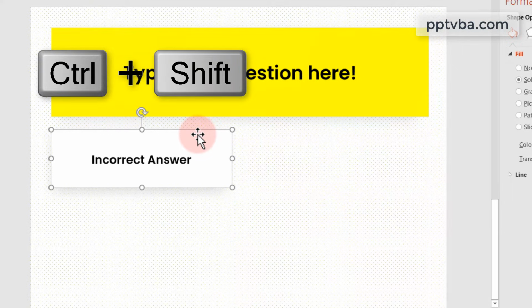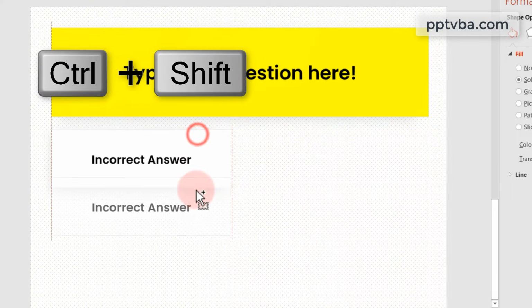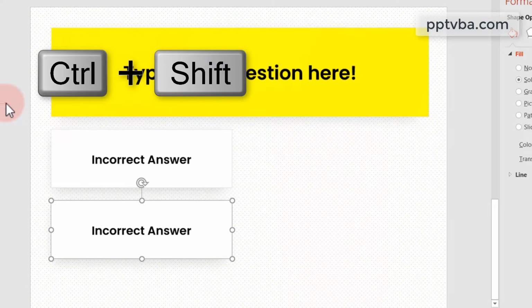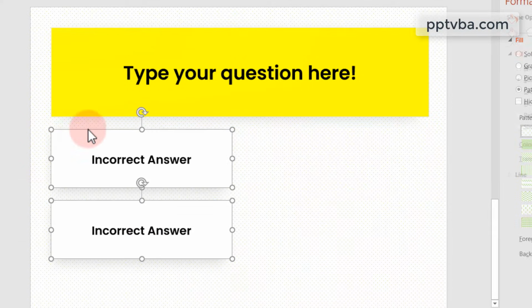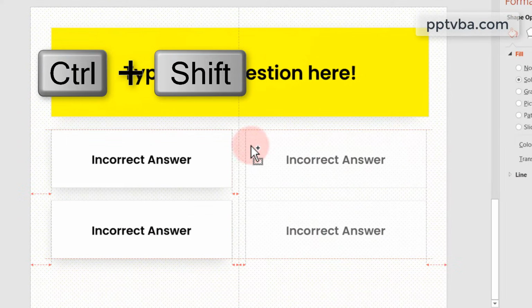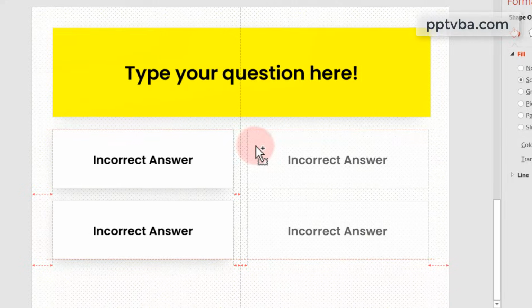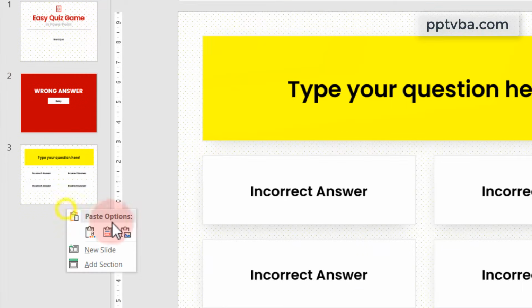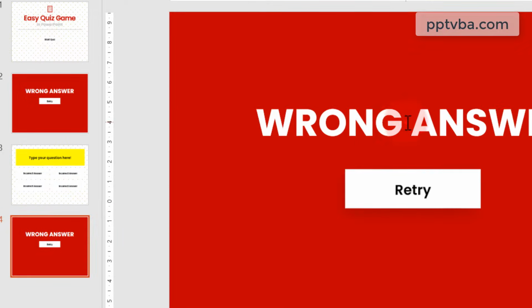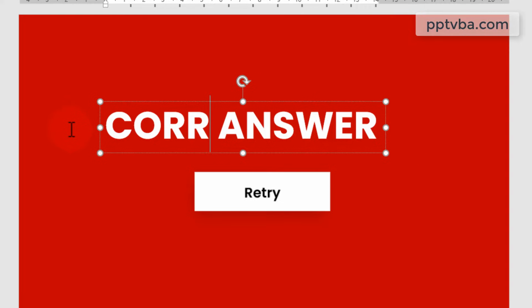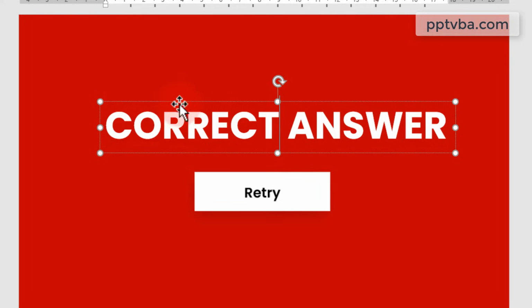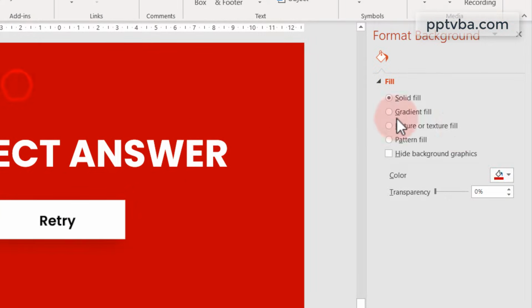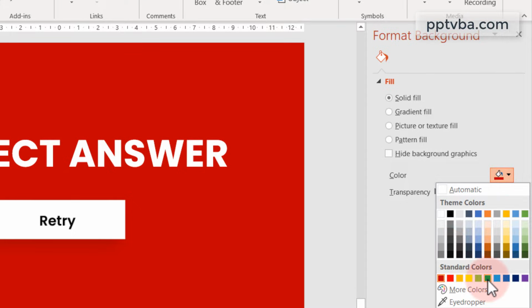Now, hold Ctrl Shift on your keyboard and drag it over here to make the multiple choices. Select these two and drag them towards the right side. Now, copy the wrong answer slide and paste it over here while keeping source formatting. Instead of wrong answer, make it correct. Bring it to the center. Instead of red, make it green.